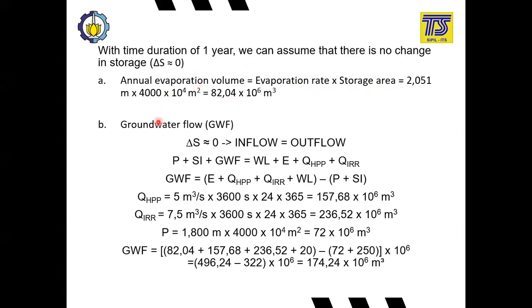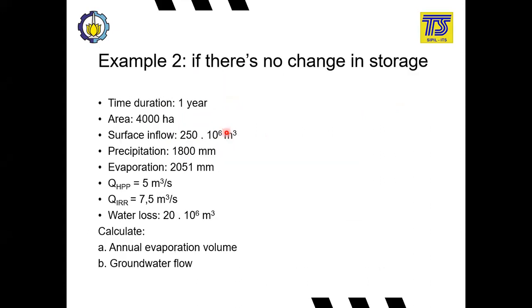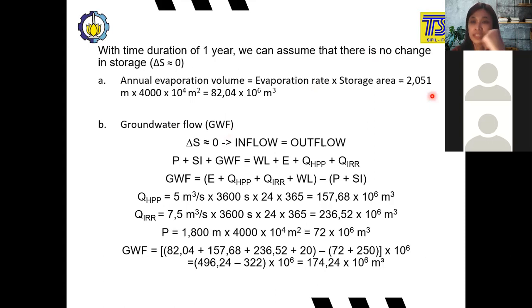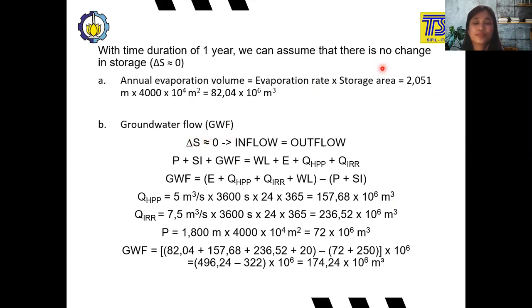And after we got the annual evaporation volume, we can calculate the groundwater flow. Here, because in the time duration of 1 year, we can assume that there is no change in storage, which means the water level in the storage is the same in 1 year. So here we have the delta S, change of storage, equal to zero.